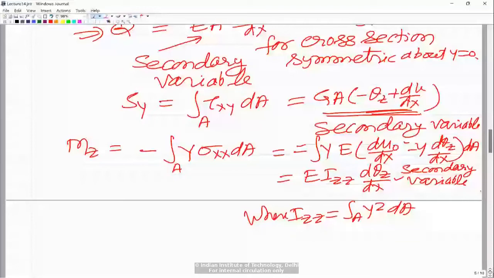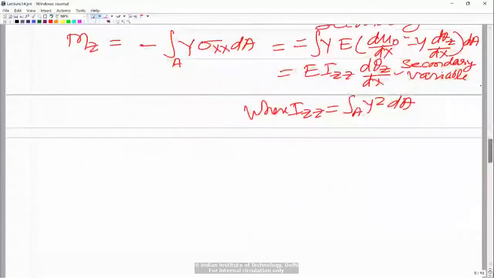Now, because we sometimes deal with differential equations, let's look at the equilibrium equations. For the equilibrium equations, let me draw the free body diagram of a differential element.